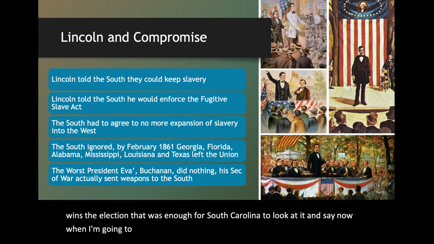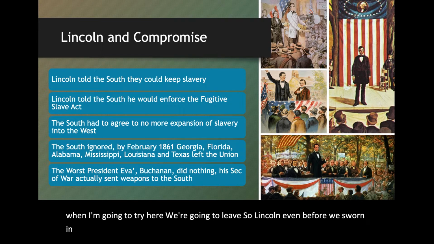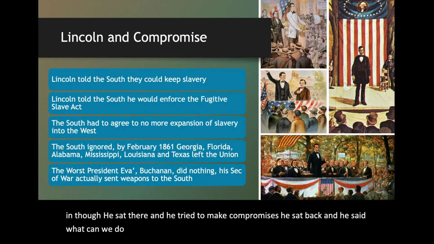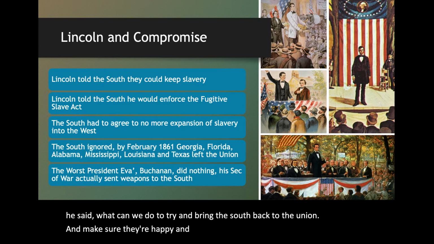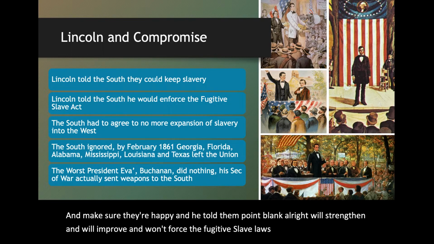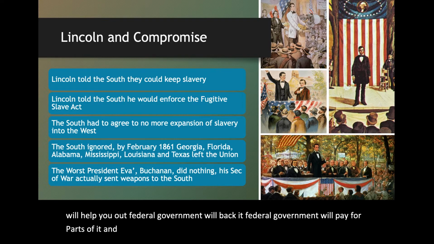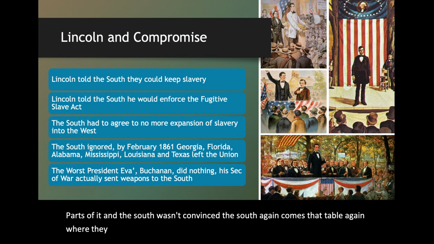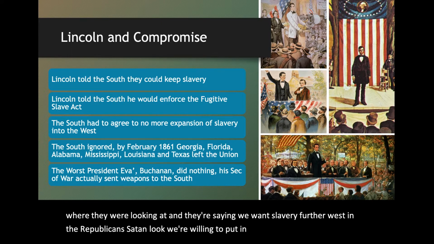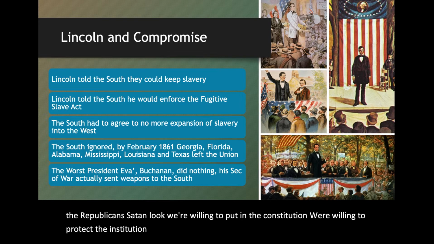We're going to leave. So Lincoln, even before he's sworn in, sat there and tried to make compromises. He sat back and said, what can we do to try and bring the South back to the Union and make sure that they're happy? And he told them point blank, all right, we'll strengthen and improve and enforce the fugitive slave laws. The federal government will help you out. The federal government will back it. The federal government will help pay for parts of it. And the South wasn't convinced. The South again comes to that table where they're saying, we want slavery further west. And the Republicans say, look, we're willing to put it in the Constitution. We're willing to protect the institution constitutionally, but we're not letting it spread.